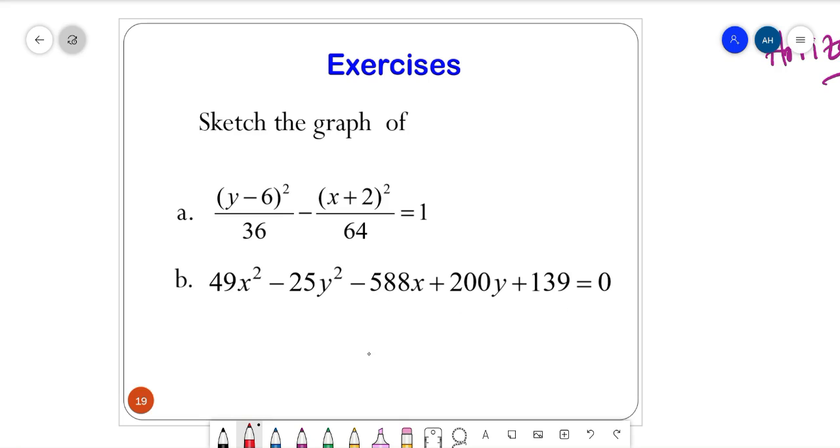Now, how to solve this problem? Please follow the example that I have shown to you. Hopefully you can try these equations and see whether you can sketch the graph of the hyperbola represented by these two equations. I think that's all for now.